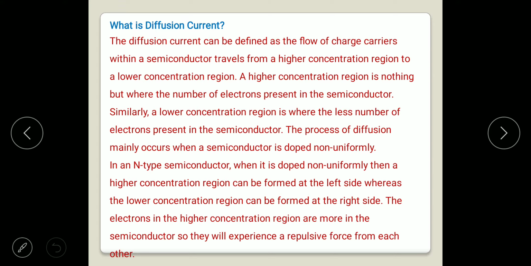In an N-type semiconductor, when it is doped non-uniformly, then a higher concentration region can be formed at the left side, whereas the lower concentration region forms at the right side. The electrons in the higher concentration region are more in number in the semiconductor, so they will experience a repulsive force from each other.